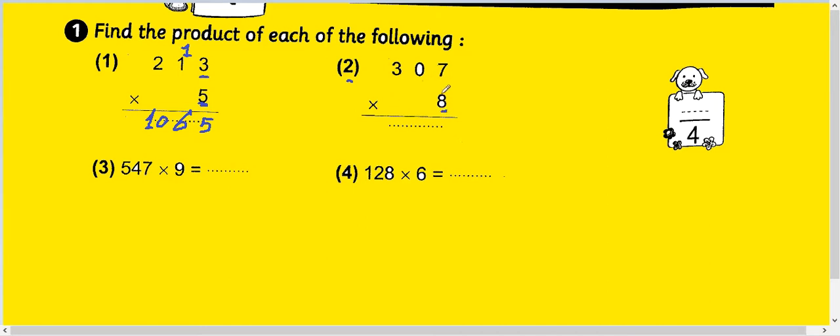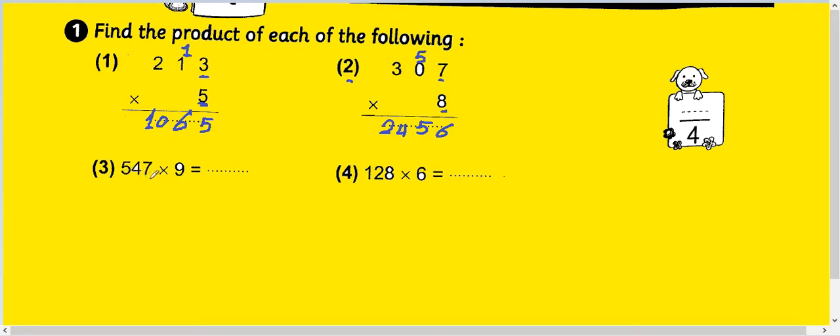Question number 2. He said 307 times 8. We start from the right side. We can say 8 times 7. 8 times 7 equals 56. We write 6 down and carry up 5. 8 times 0 equals 0. So here we'll put down 5. 8 times 3 equals 24. So here, 307 times 8 equals 2456.